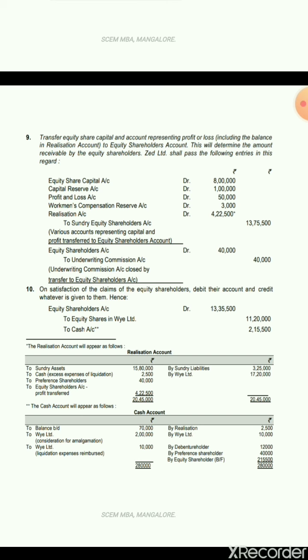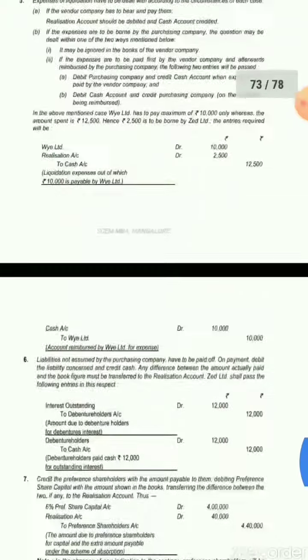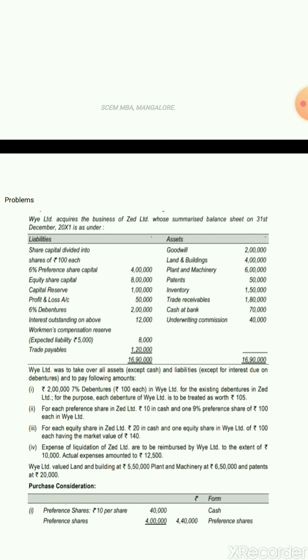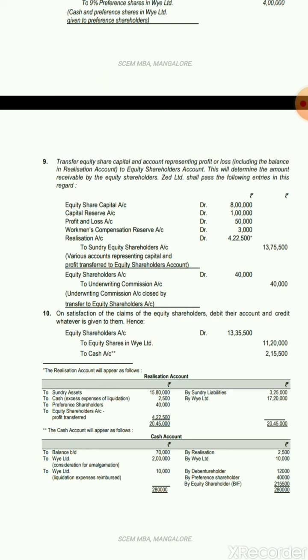So firstly we shall transfer equity share capital. What is the amount of equity share capital? Here equity share capital is 8 lakh, then capital reserve 1 lakh, then profit and loss account 50,000, and then workmen's compensation reserve. So equity share capital account debit, then capital reserve account, profit and loss account, workmen's compensation reserve account, which is only 3,000, to equity shareholders account.